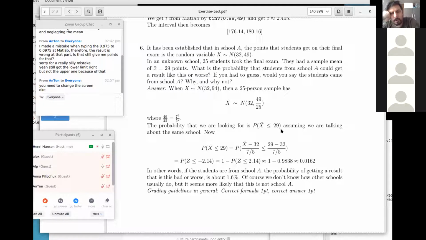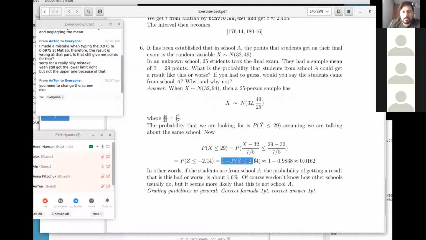So the probability that we are looking for is the probability that this X average is smaller than 29. We can now normalize. So subtract from 29 the expected value, and divide by the standard deviation, which is the square root of this, so that's 7 over 5. So the probability that X is this small is the same as this normalized variable being smaller than or equal to this. And this comes out at minus 2.14.